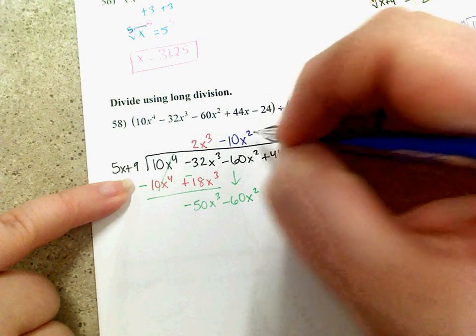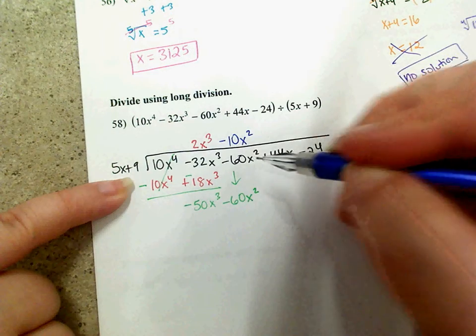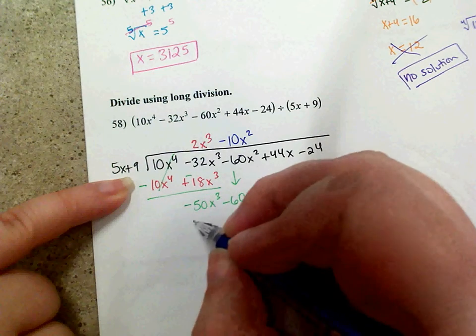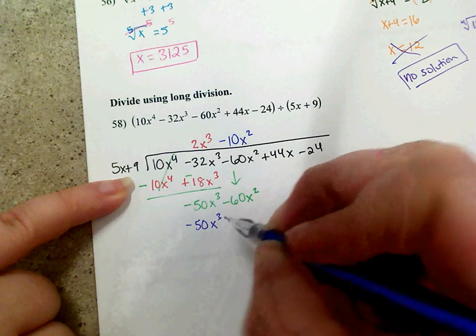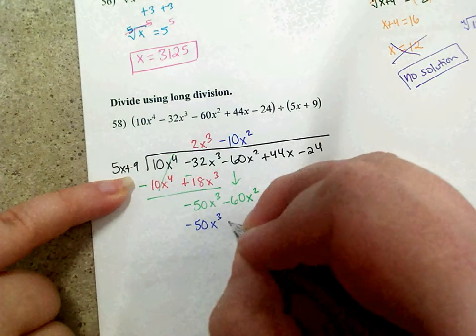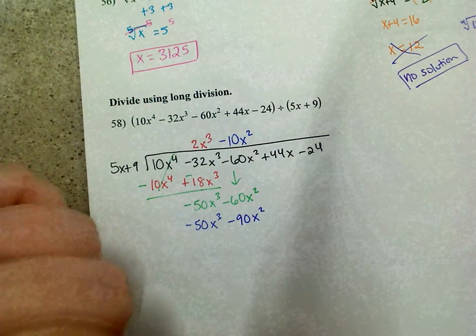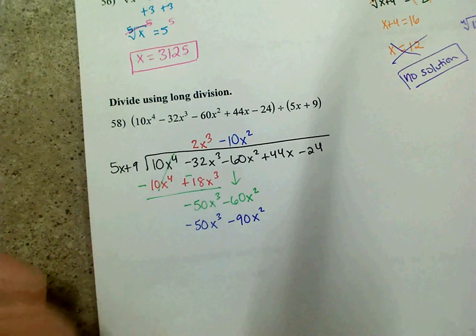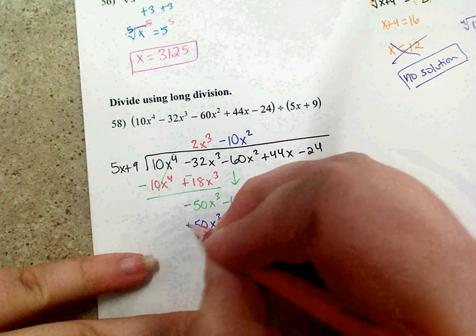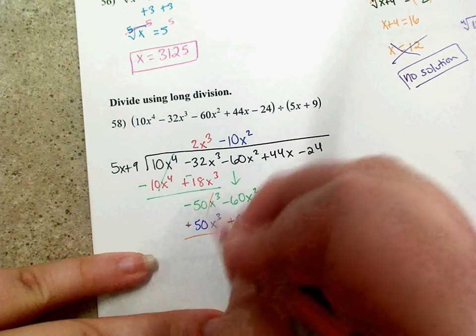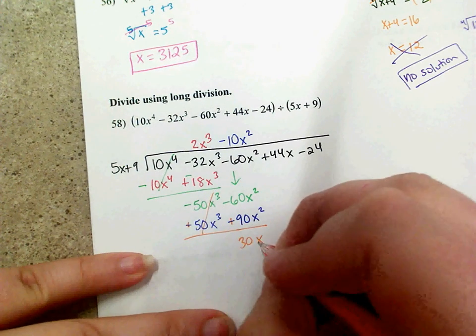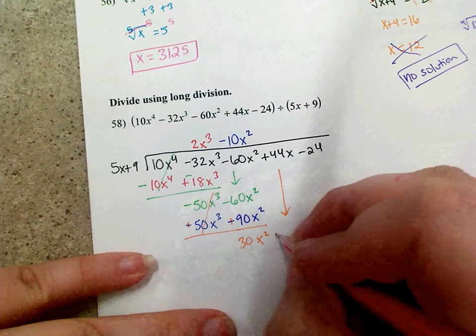And remember, these should always line up anyway. So negative 10x squared times 5x is a negative 50x cubed. Negative 10x squared times 9 is a negative 90x squared. We're now going to subtract. So I'm going to change both of these signs to a plus and cancel those out. And I'm left with 30x squared. Drop the plus 44x.